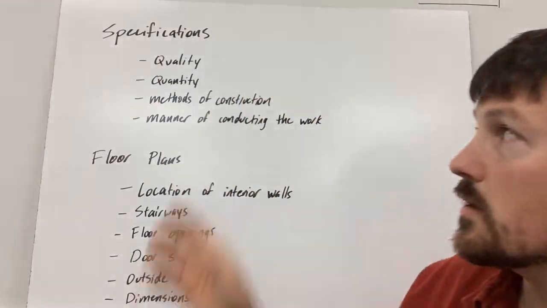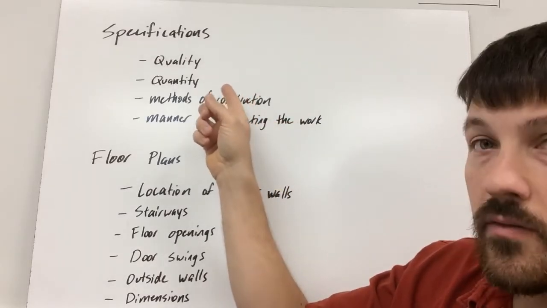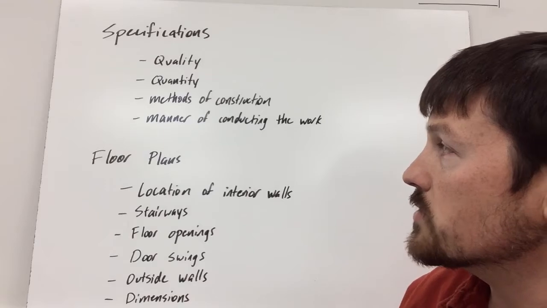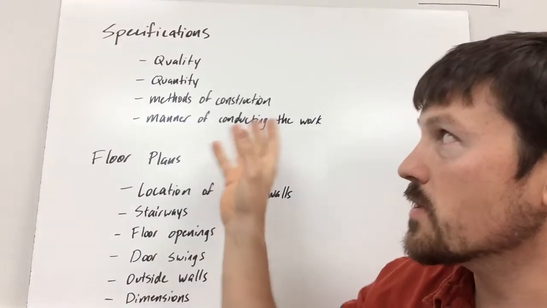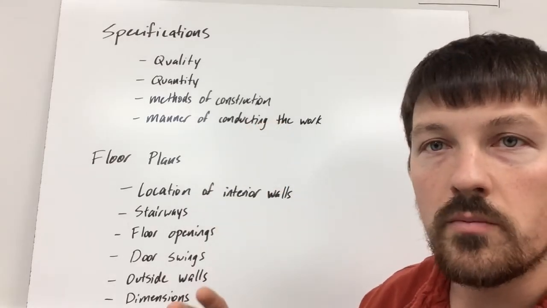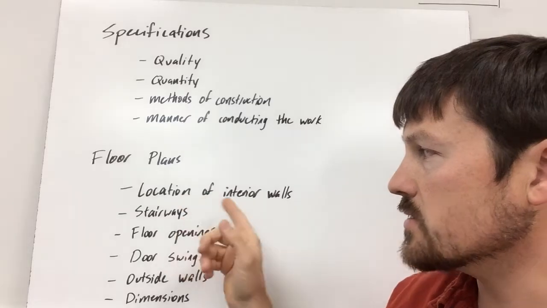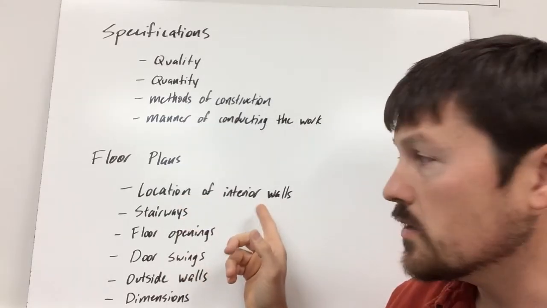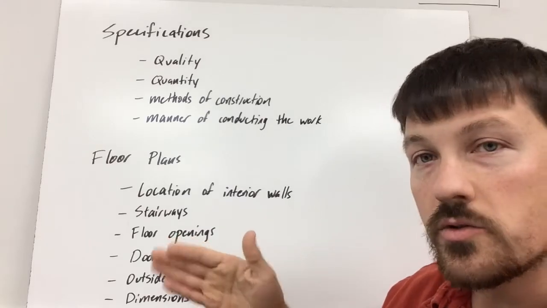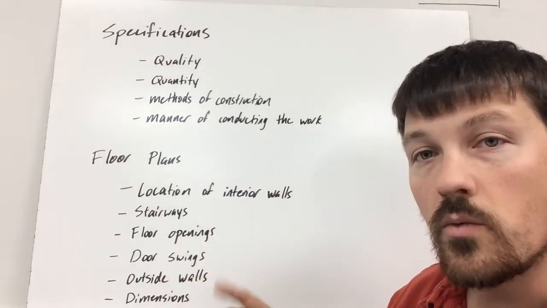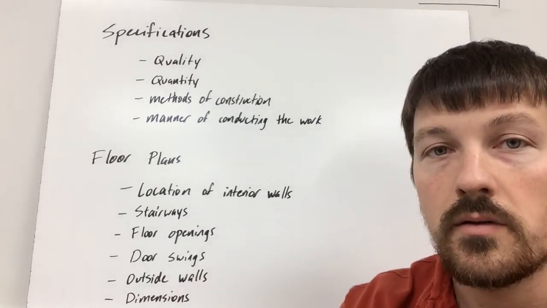Things you're going to find in the specifications are quality of material, quantity of material, methods of construction, and the manner in which you're going to be doing the work. And these are going to be things that you won't necessarily find on the blueprints themselves. On the floor plans, you're going to find things like the location of the interior walls, stairways, and floor openings. You're going to find which way the door swings, where the outside walls are, and their dimensions. Those will all be found on the floor plans.